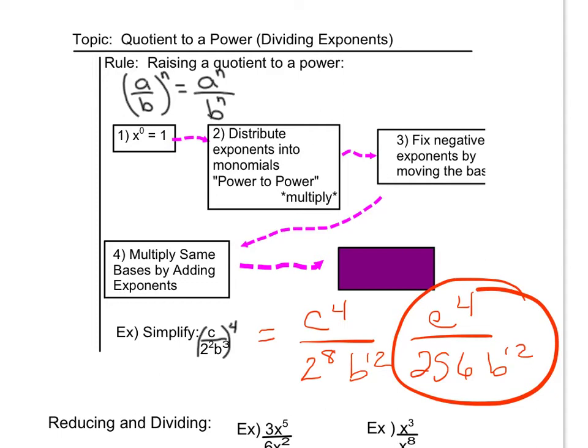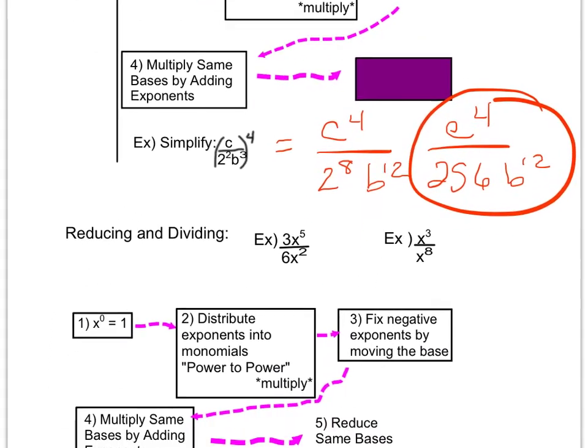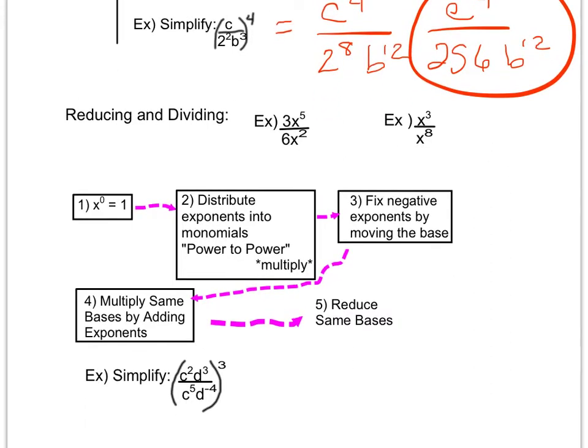The next thing I want to talk about with fractions and exponents is reducing and dividing. We've already looked at that before. If you think about when we factored, we were dividing with exponents all the time. So if I look here, if I have 3x to the 5th over 6x squared, one thing to be careful of that I see people make mistakes on all the time is that they start intermixing their rules for numbers and their rules for exponents.